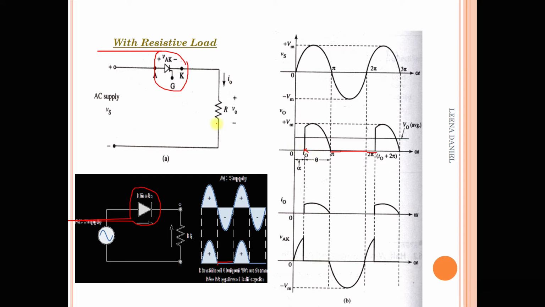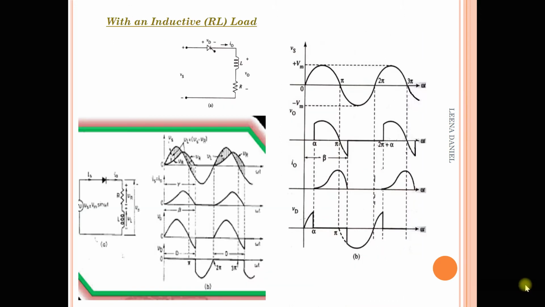Let's see what happens in the RL case. If we take an inductive load, an inductive and resistive RL load, what would happen? In the case of an uncontrolled rectifier, we can see that IO and VO are now not in the same phase. This is the waveform for load voltage and this is for IO. In these IO and VO waveforms, the conduction also goes into the negative.